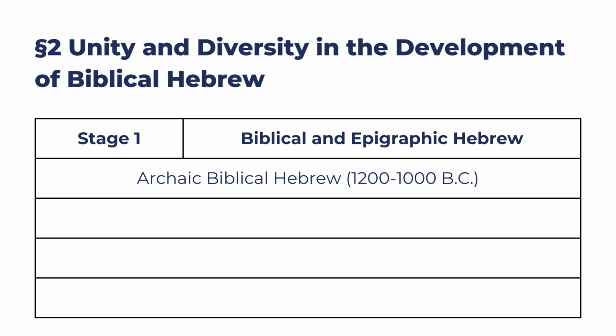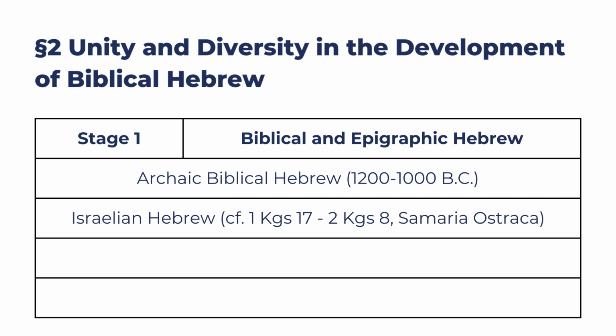That is actually a simplistic statement. We can and should further subdivide this stage of Hebrew, which was used for roughly 1,000 years, into further substages. The first substage is called Archaic Biblical Hebrew, and we can see this in some of the Bible's poetry that definitely seems very old. The second substage is called Israelian Hebrew.